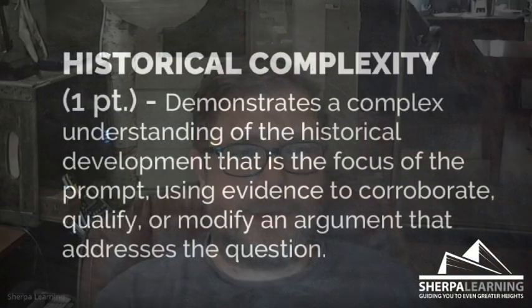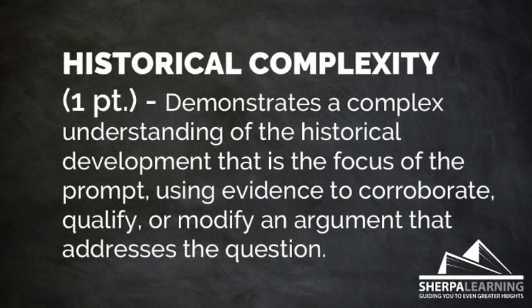Okay. So we talked about context, but it seems like the real point of concern on the rubric is the complexity point. Any reliable strategies for picking up that point?